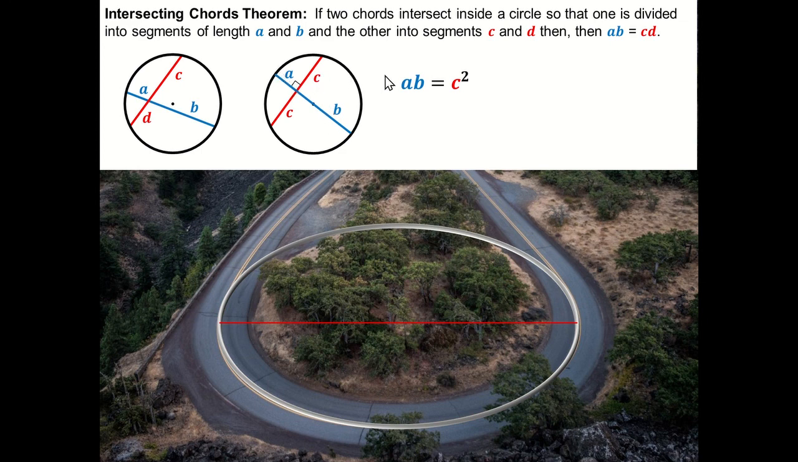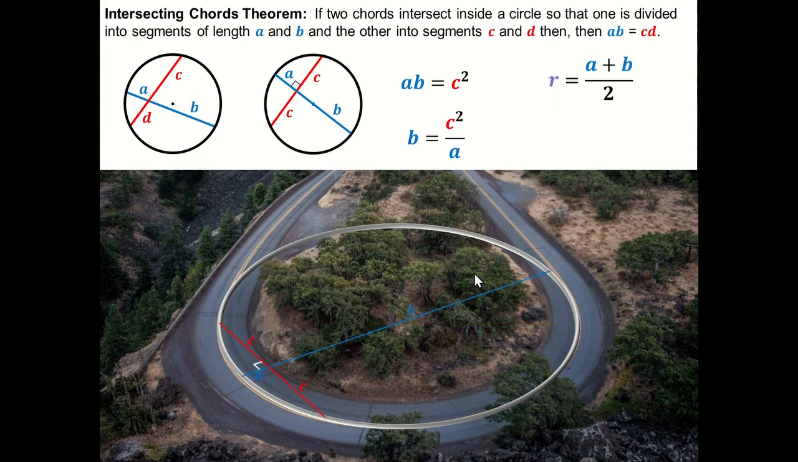This times this is going to equal C times C. So let's measure A and let's measure C, and then we're going to calculate what B is. So B is just going to be C squared divided by A. So I measured A, I measured C, and then I figured out what B was from those measurements. Once I know what B is, I can add it to A, that's the diameter. The diameter divided by 2 is the radius.